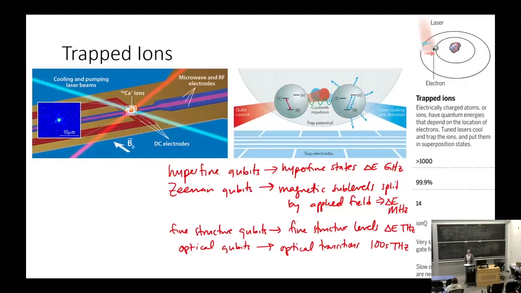Trapped ions also benefit from the fact that all of the ions of the species are exactly identical, right? That's not true of solid-state systems. That's not true, for example, of NV centers. That's not true of molecules. That's not true of lots of other systems. So every ion is exactly the same.